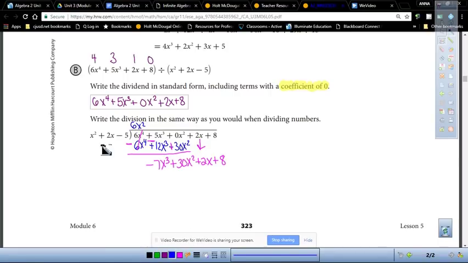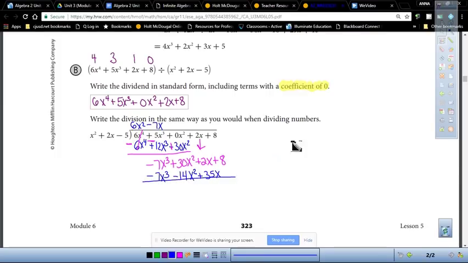So now I ask myself again, how do I make x squared look like negative 7x cubed? I do that with negative 7x. So I distribute that. Negative 7x times x squared is negative 7x cubed. Negative 7x times 2x is negative 14x squared. Negative 7x times negative 5 is positive 35x. And that's it for that part.